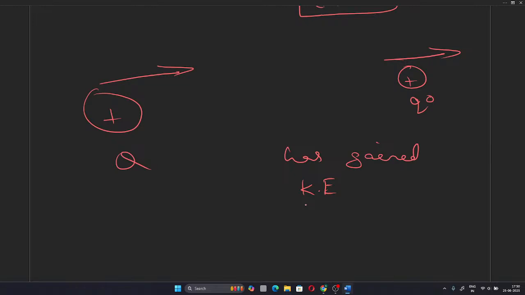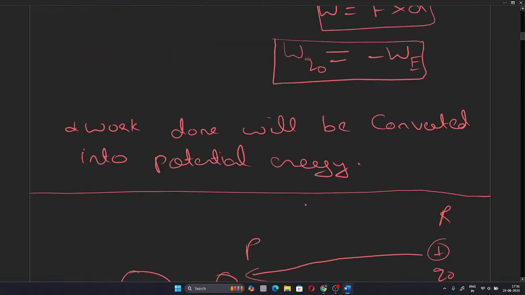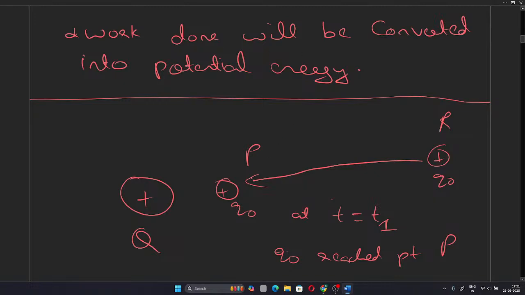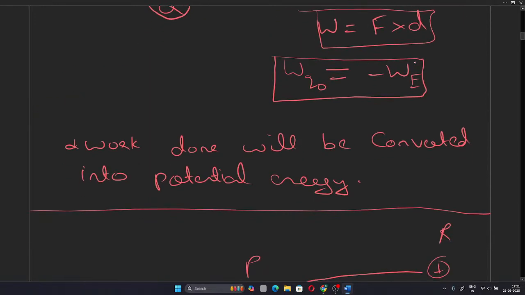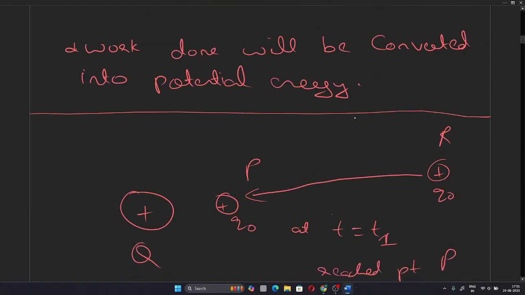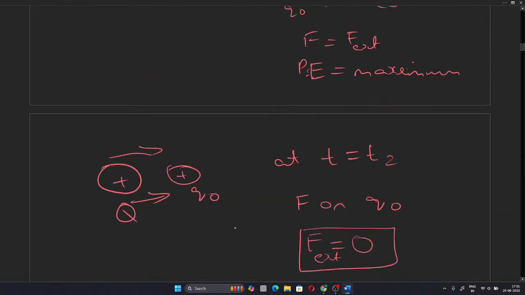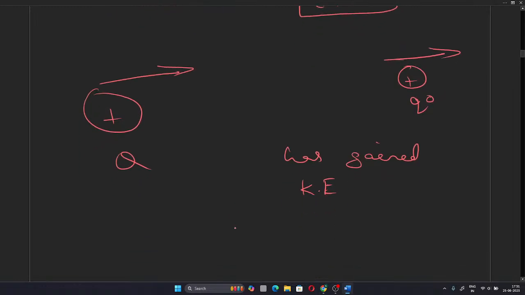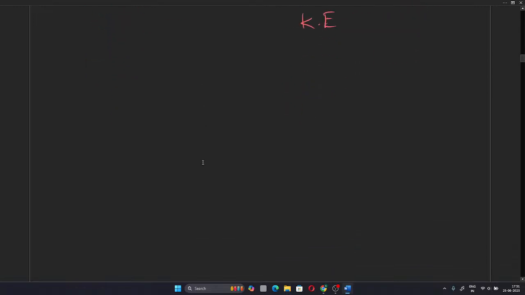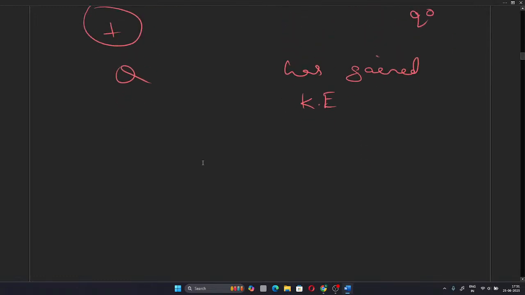How did we get that potential energy, if you ask? When we moved the charge from R to P, the work done in moving the charge, which is F times d, is what gave this charge its potential energy. That potential energy again got converted into kinetic energy just as we released the force. So potential energy got converted into kinetic energy.